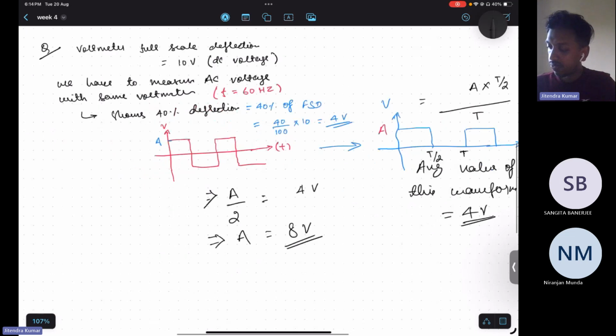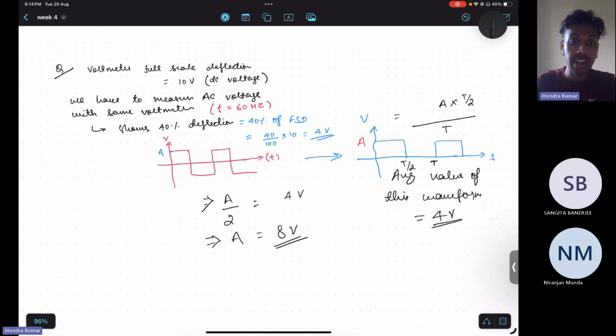Any doubt? I hope you got the idea of how to calculate the amplitude for a PMMC. What does it give? It shows the value of the average. So if the average is known, that is a very interesting question.